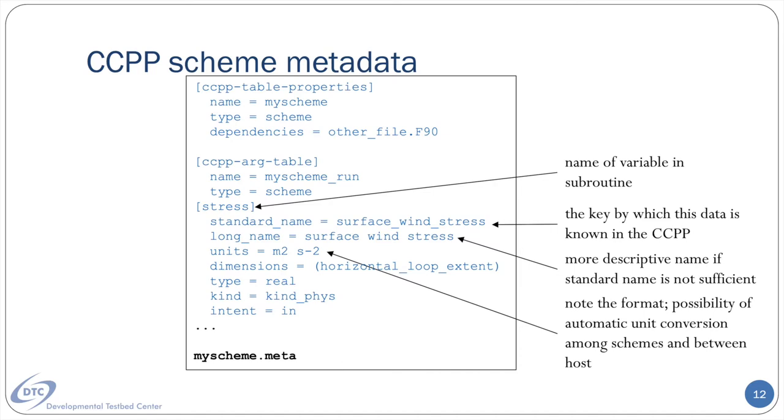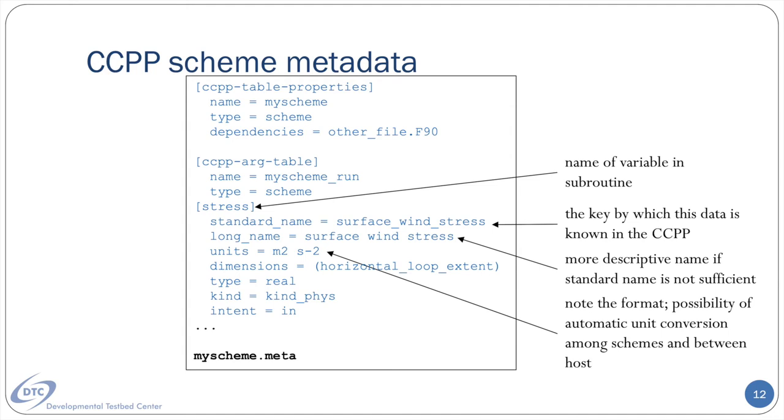Let's look at the kind of metadata that is expected for each variable. First, we have the local name of the variable as it is known in the argument list of the subroutine in brackets. Following that is perhaps the most important piece of metadata, the variable's standard name. This is a unique identifier for the variable and is how the CCPP knows or tracks a variable.